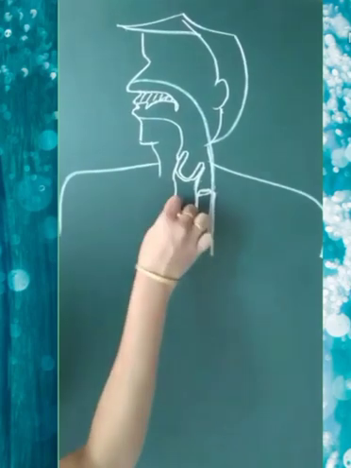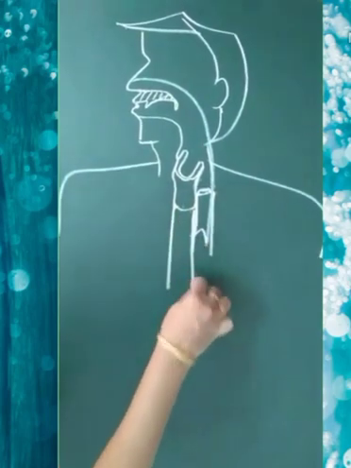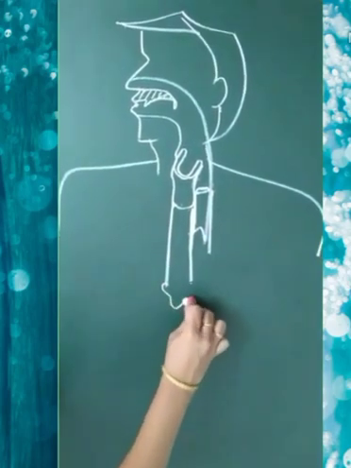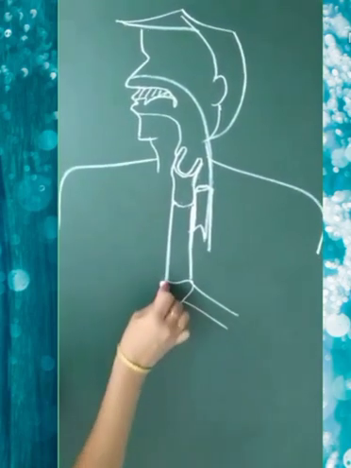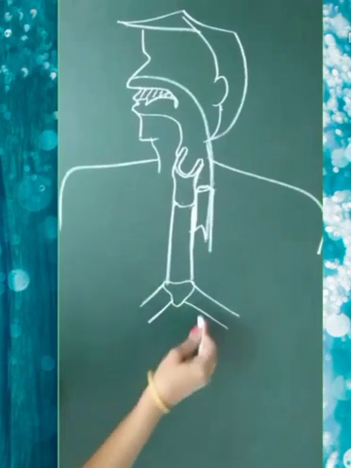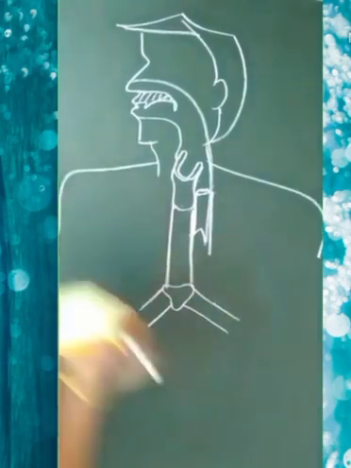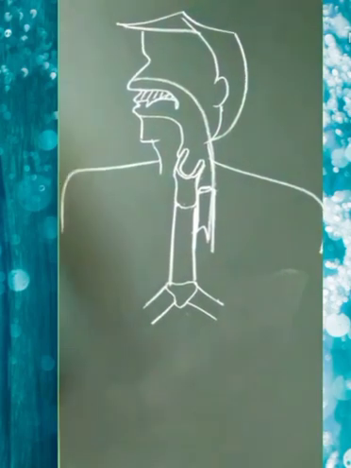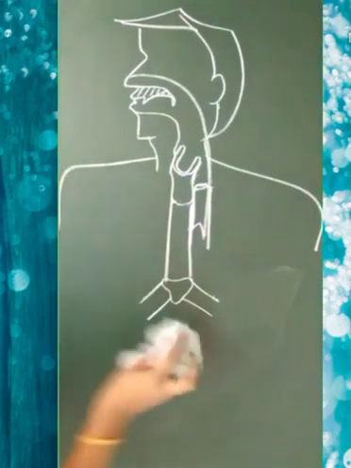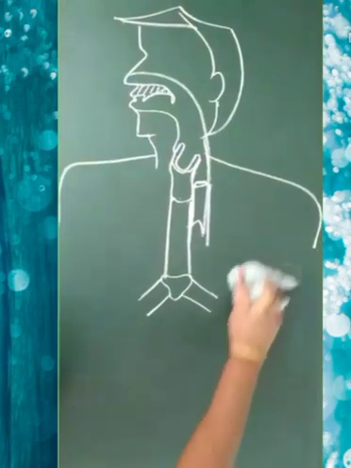Now from the larynx we'll go into the windpipe. The windpipe is further divided into two parts, which are called bronchi. Plural is bronchi, singular is bronchus. They join at the carina, right? Then each bronchus is further divided into many tiny branches called bronchioles.